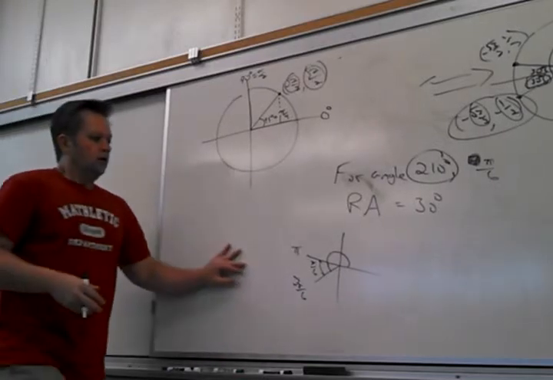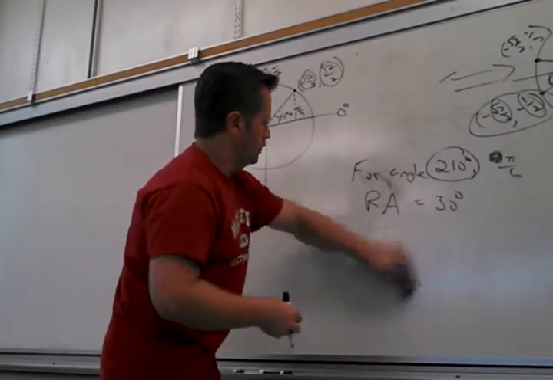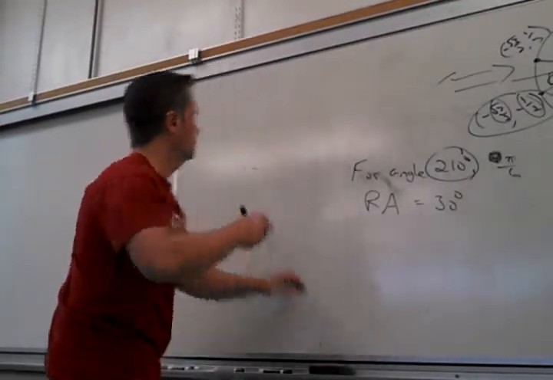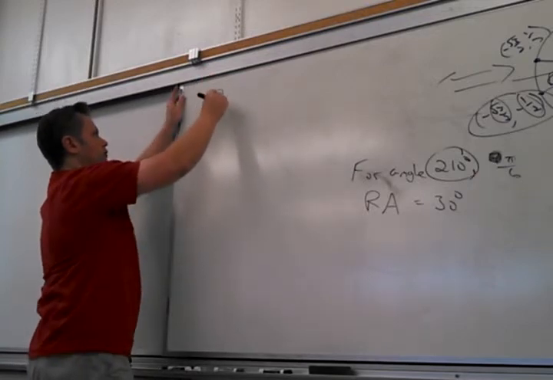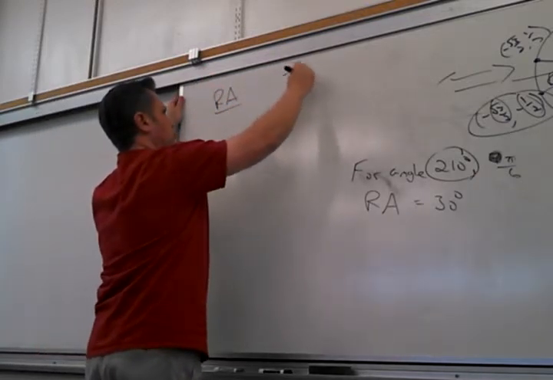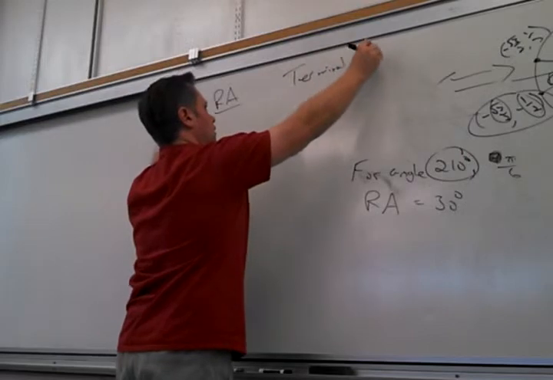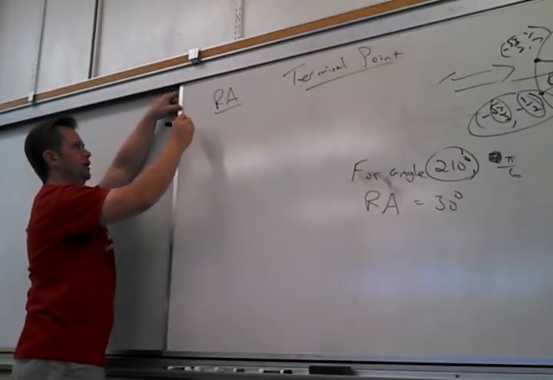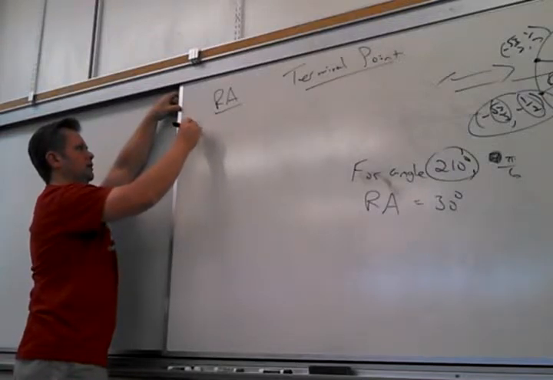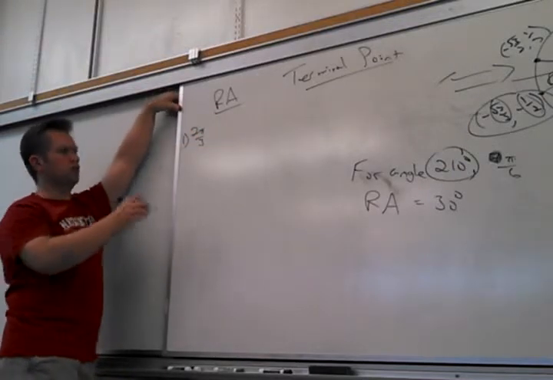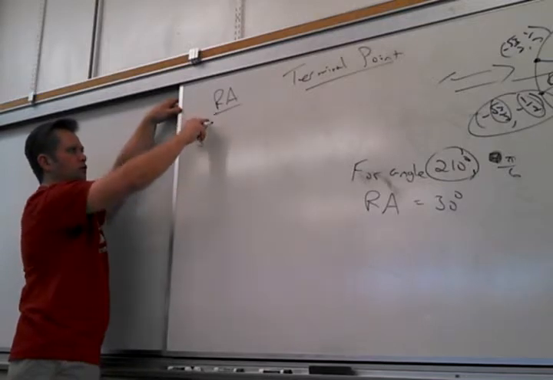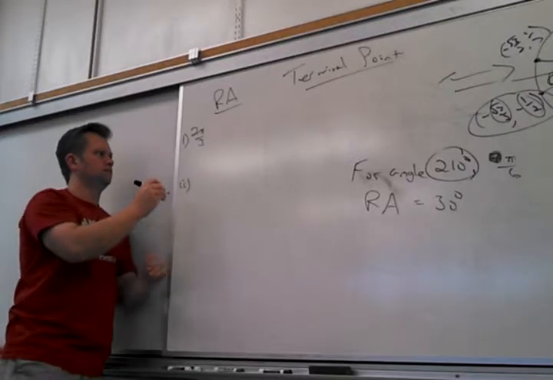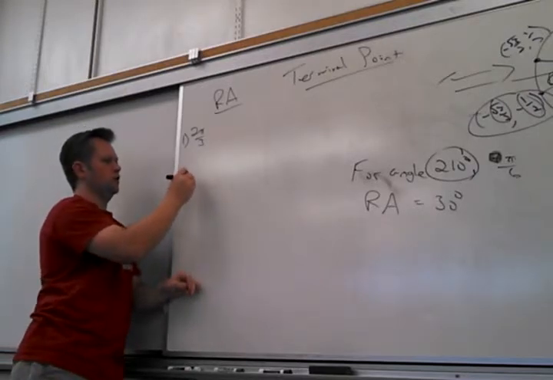So let me ask you a few things here. Find the reference angle and the terminal point for each of these. You ready? All right. So 2 pi over 3. These are all radians. If they don't have a little degree symbol, they must be radians. What you got, Jeff?